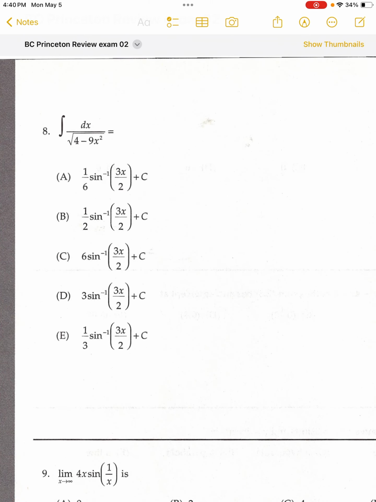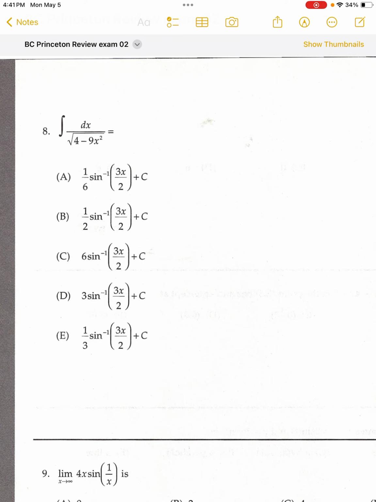Okay, and now we have a question here. Alright, we need to find the indefinite integral of dx over the square root of 4 minus 9x squared. Okay. So it looks like if you know the formula for the antiderivatives of these types of expressions, you can just use that and plug it in. Otherwise, you're going to have to follow along and watch as I do a u sub.